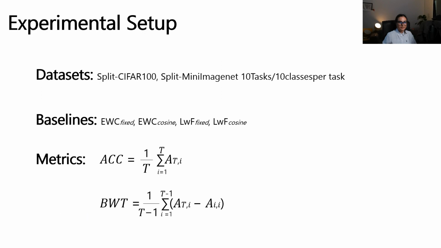effective lifelong learning. We validated our approach using CIFAR-100 and MiniImageNet datasets, each split into 10 tasks with 10 classes per task. We implemented our adaptive approach on top of two well-established methods, EWC and LWF. In the vanilla versions, we kept the lambda value fixed, while in the cosine versions, we decreased the lambda value at each learning step. We evaluated the performance using two metrics: incremental accuracy, which measures the final accuracy averaged over all tasks, and backward transfer, which measures the average accuracy change of each task after learning the new ones.